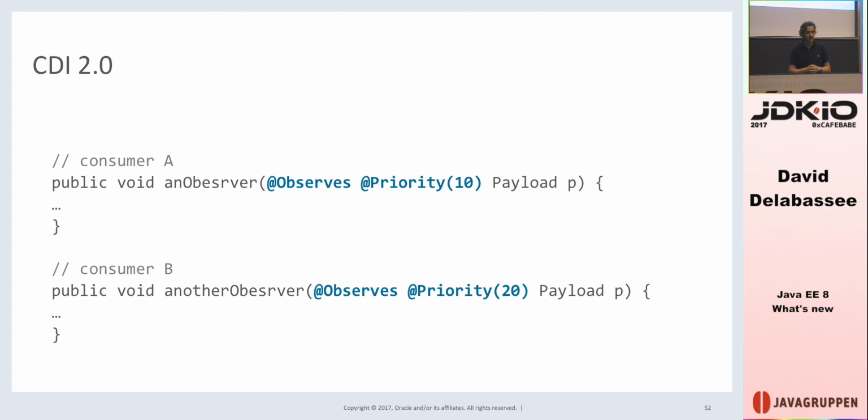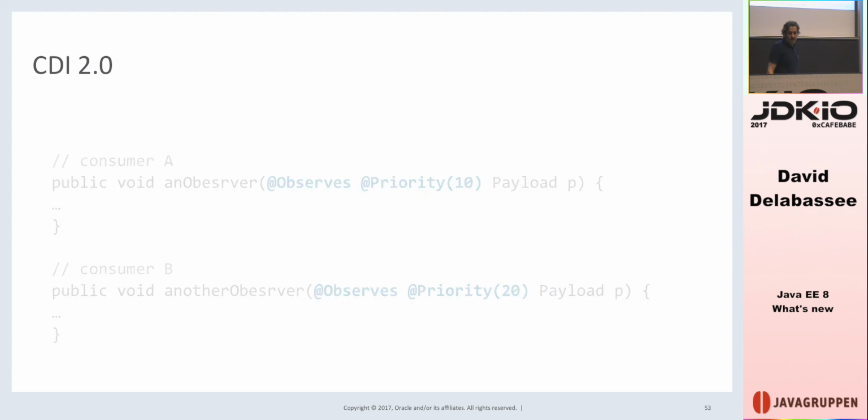So, yeah, and JAX-RS is also using now the priority annotation. Yeah, so it's really about observer ordering using the priority annotation. But once you know the trick, it's easy.